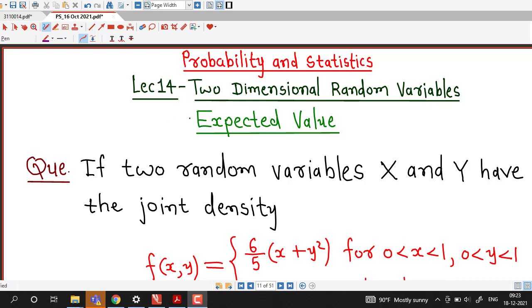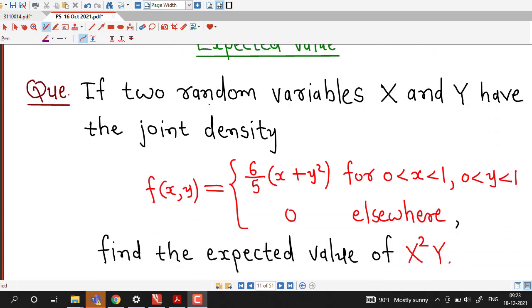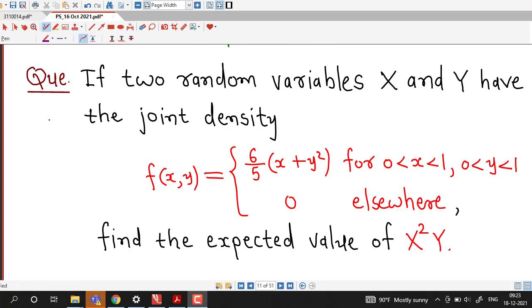Hello friends, I welcome you to lecture number 14 on two-dimensional random variables. In this lecture we are going to discuss this question on the expected value of two-dimensional random variables. So first we understand what this question is.